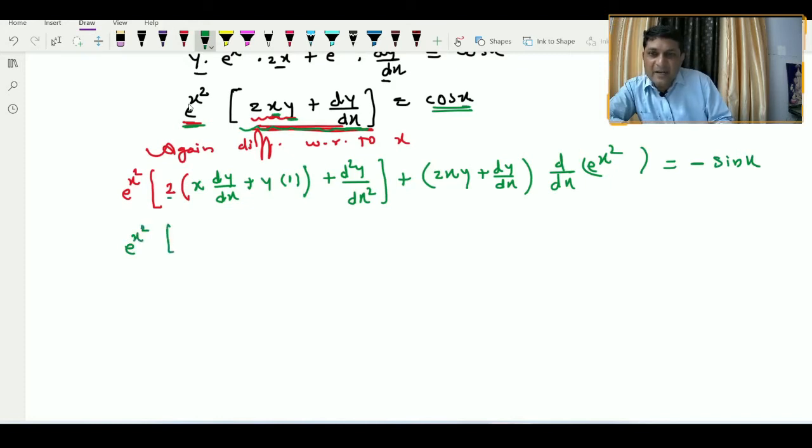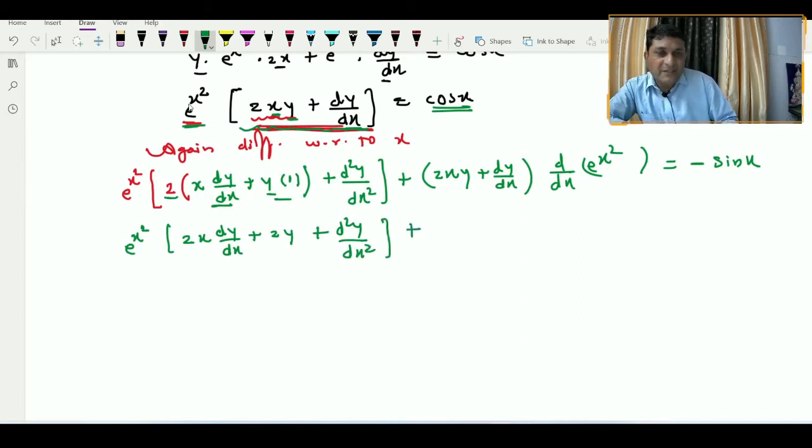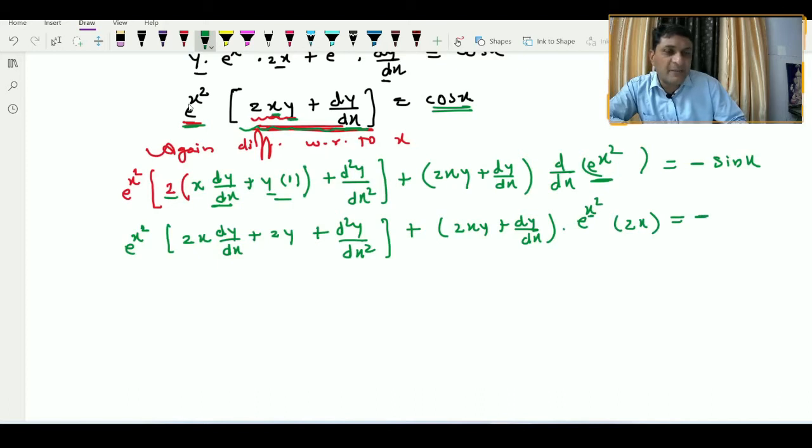I am multiplying by 2 to both the terms in this bracket, so here we will get 2x dy by dx plus 2 into y will be equals to 2y plus d2y upon dx square, plus here 2xy plus dy by dx, keep it as it is. What is the derivative of e raised to power x square? That is e raised to power x square into derivative of x square, that will be equals to 2x. And on this side, minus, keep it as it is.